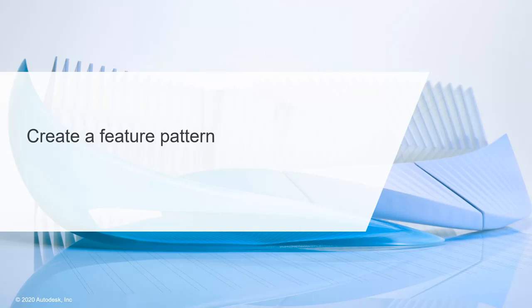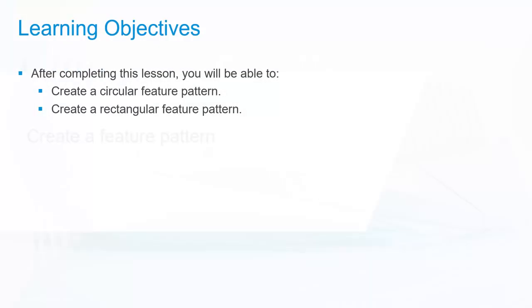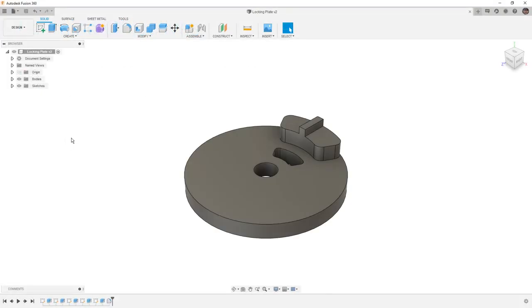In this lesson, we'll create a feature pattern. After completing this lesson, you'll be able to create a circular feature pattern and create a rectangular feature pattern. We're going to carry on with our locking plate file in Fusion 360.